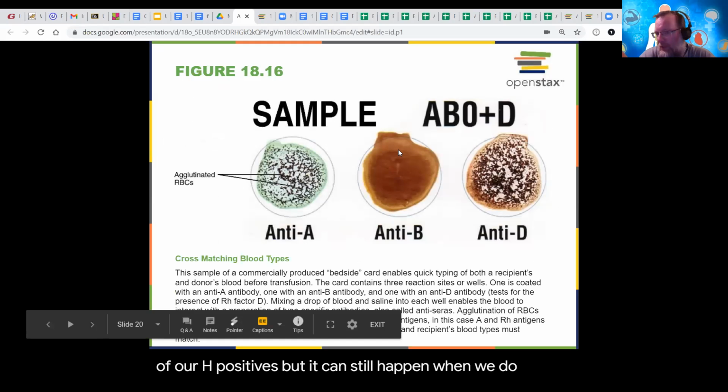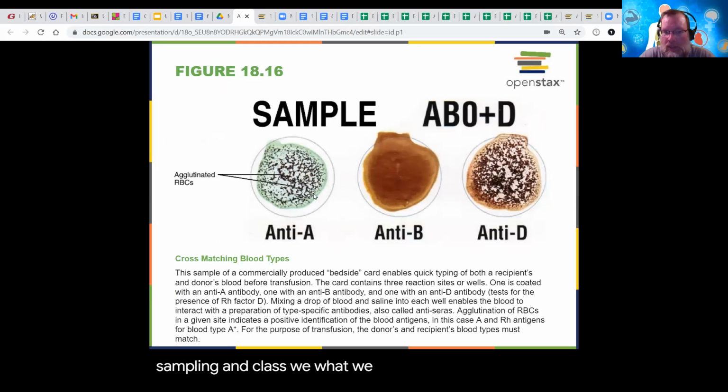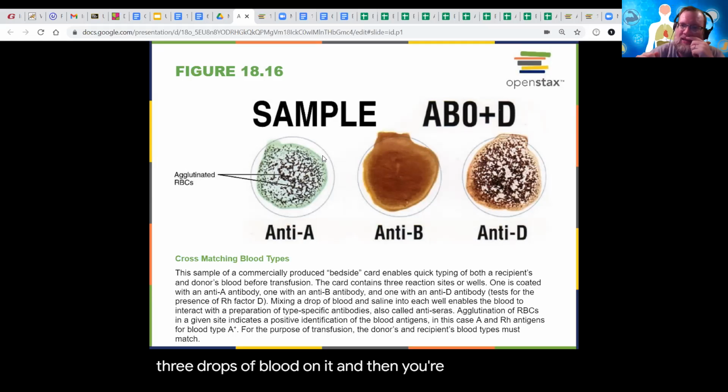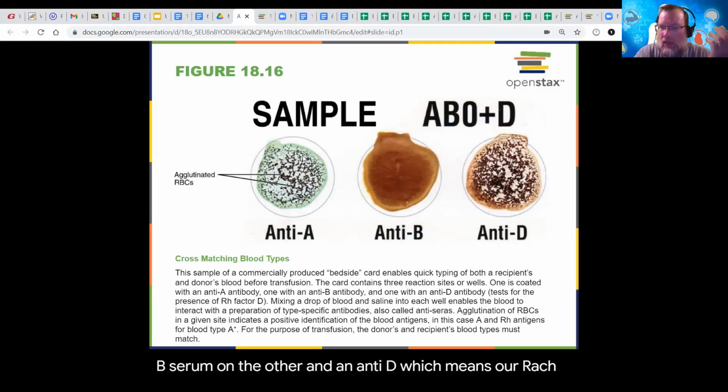When we do blood sampling in class, we're going to put 3 blood drops on 3 different little squares. We could do it on a microscope slide. You can do it just on a piece of paper, a specialized, a little thicker piece of paper, not notebook paper. We give you a little card and you put 3 drops of blood on it. Then you take what's called an anti-A serum and dribble it on one, an anti-B serum on the other, and an anti-D, which means Rh, on the other one.